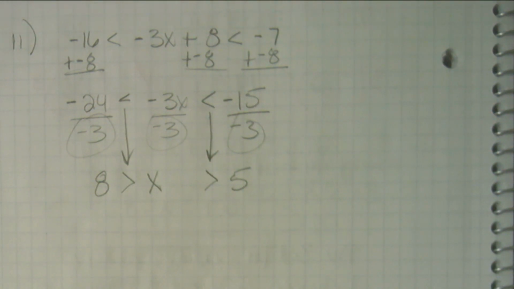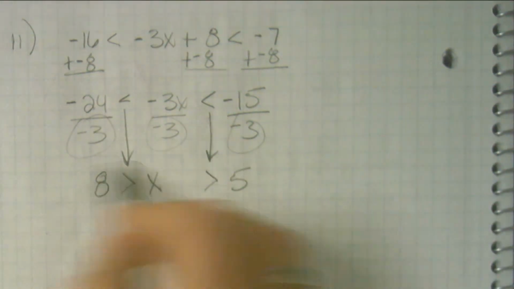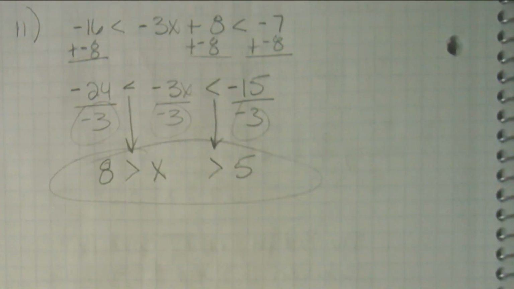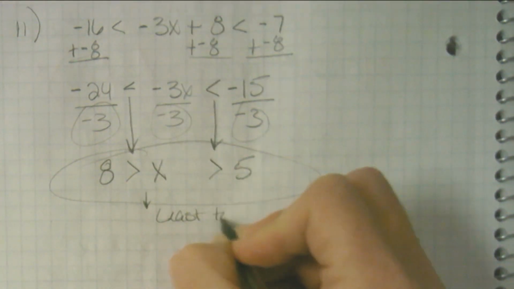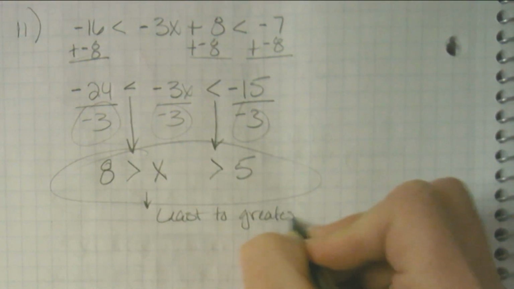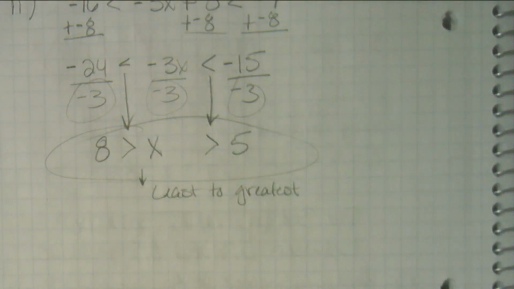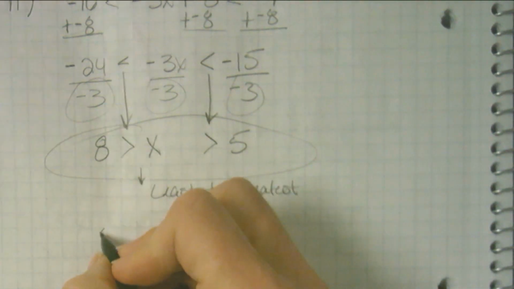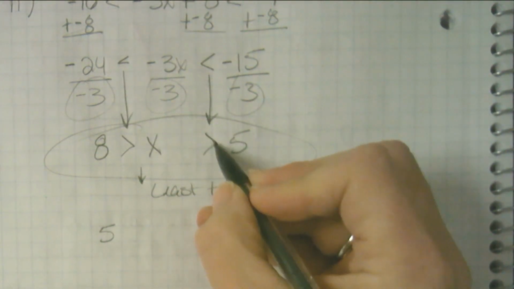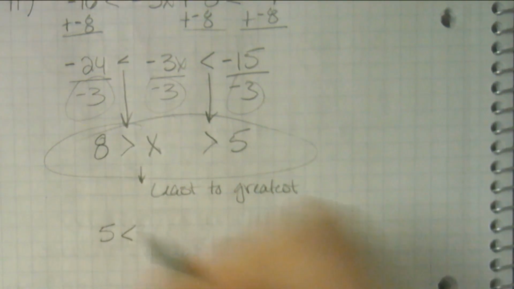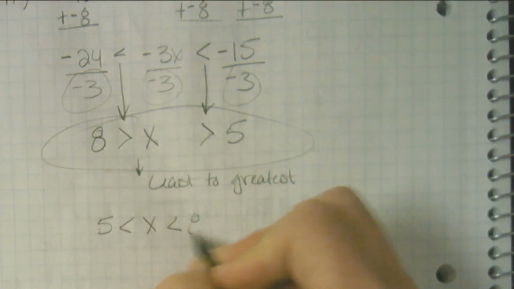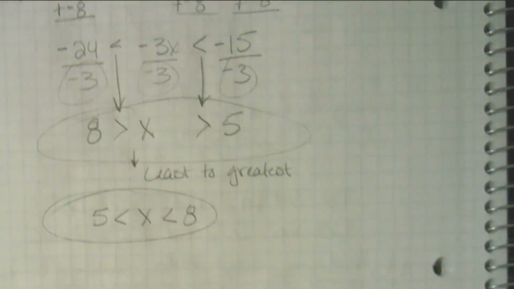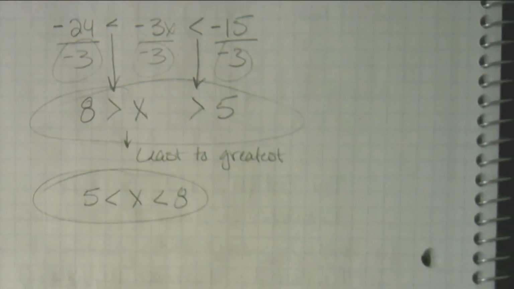Okay. That's okay. You have to pay attention to what you're doing. Here's my solution. However, it needs to be written as least to greatest. So when you are rewriting this, be careful. My smaller number is the 5. I have the less than, I have the small side of my inequality facing the 5. So 5 is less than x, which is less than 8. This is the proper way to write it. Get used to doing that, please.